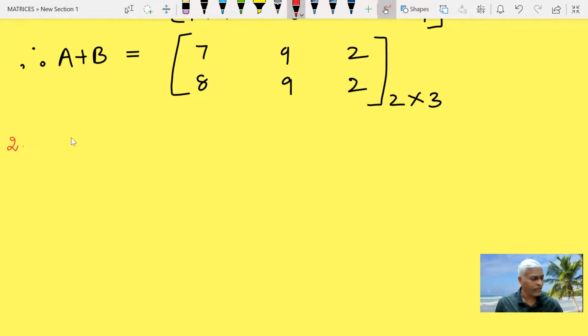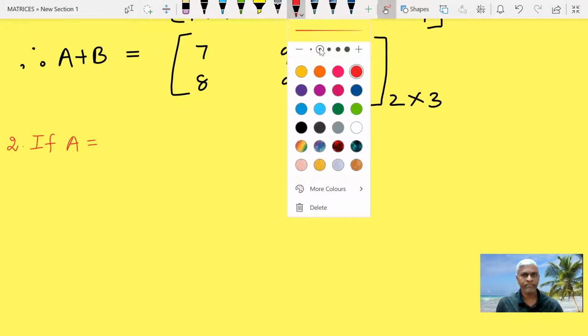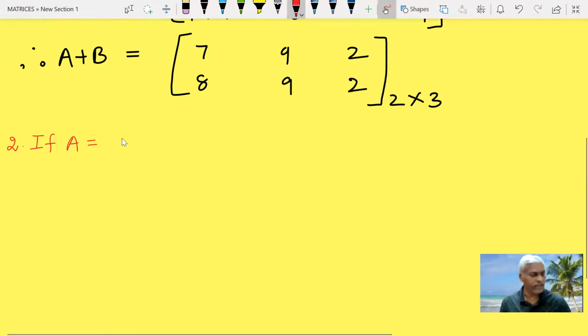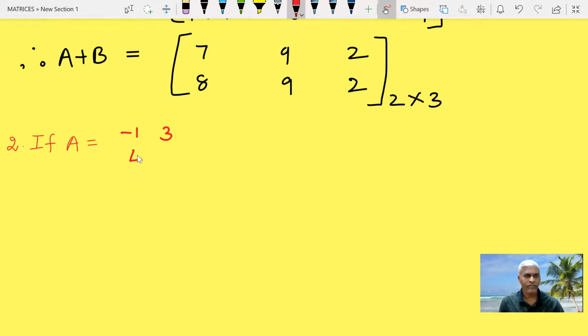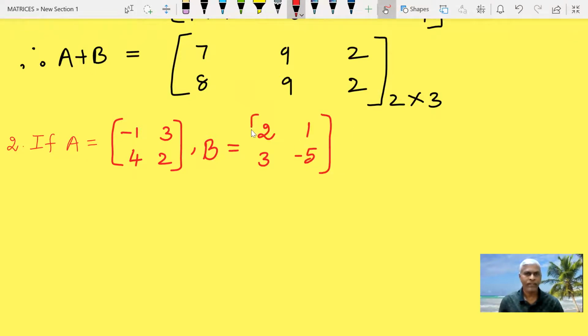If A is equal to [-1, 3; 4, 2]. So this is the first matrix A, and B is equal to [2, 1; 3, -5]. This is B.